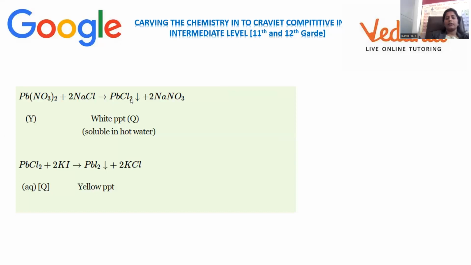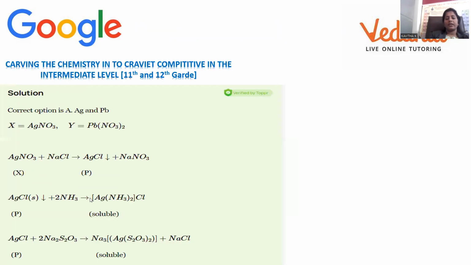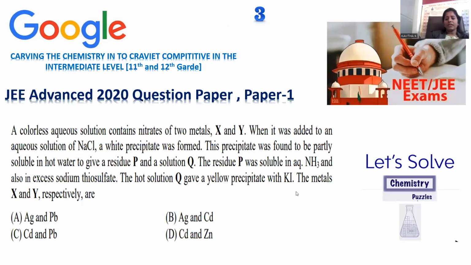So here lead chloride is also a white precipitate. Whenever lead chloride is formed and treated with potassium iodide, there is again an exchange of ions. You can notice lead iodide will be formed along with potassium chloride. Lead iodide exists in yellow color. So this is the way we can answer the yellow color precipitate they got at the completion of this question, right?